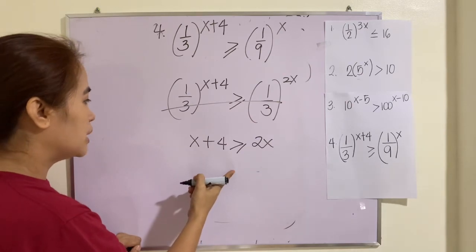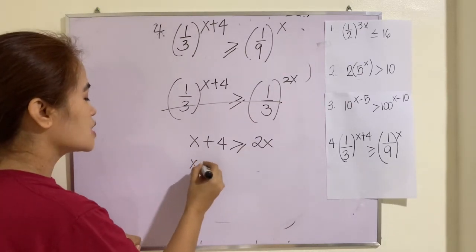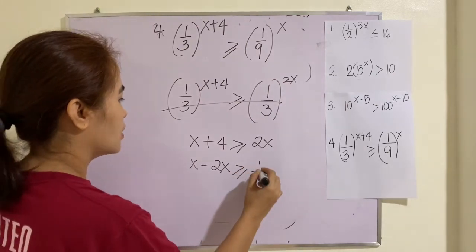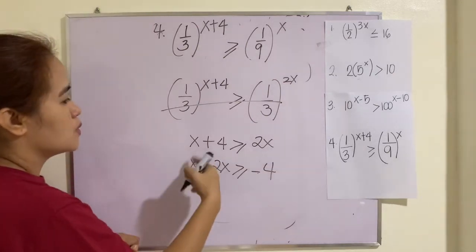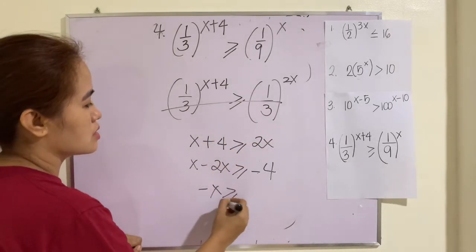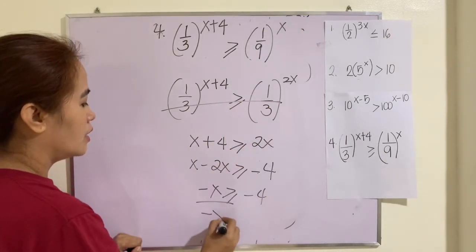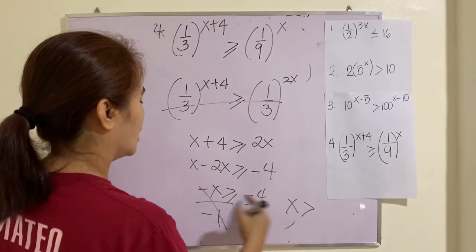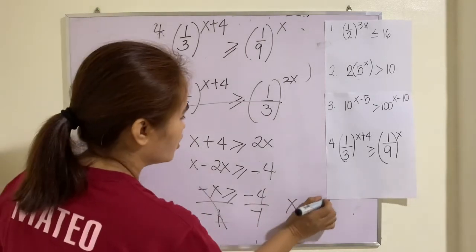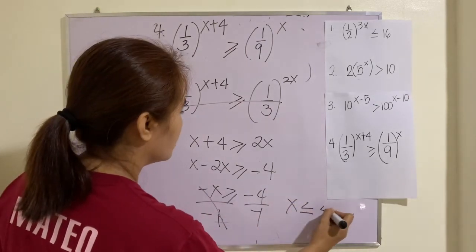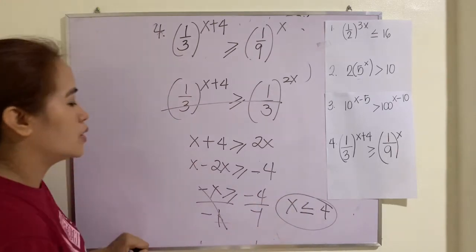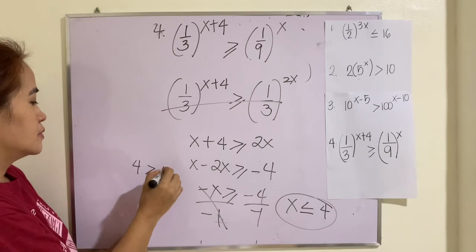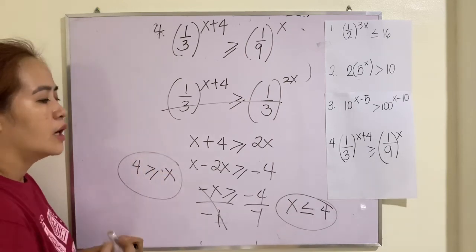So that will be x minus 2x is greater than or equal to negative 4, because I will transpose it. So this is negative x is greater than or equal to negative 4. Negative 1, negative 1, x is, since again it's negative, you have to reverse the symbol, less than or equal to 4. You may write it that way or this way. They are the same. Okay, that's it.